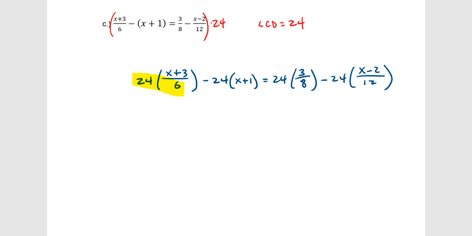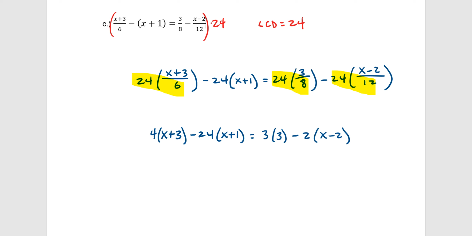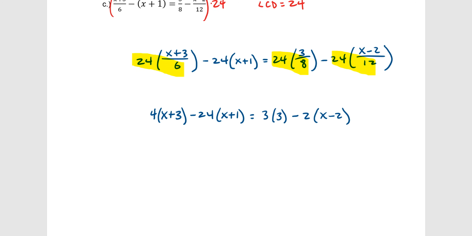24 over 6. So 24 divided by 6 is 4. So 4 times (x + 3). And the second term, I'm just going to leave it as is because there's no denominator other than 1. 24 divided by 8 gives us 3. So that's 3 times 3, minus 24 over 12 is 2. So minus 2 times (x - 2). So there we go. There's an equivalent equation with no more fractions. So let's go ahead and solve this.